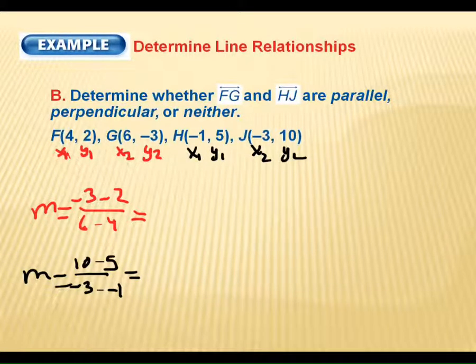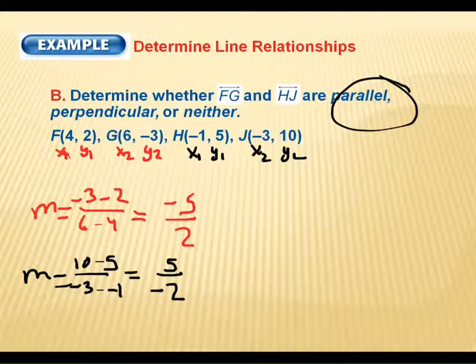So hopefully you set it up to look something like this. -3 minus 2, you get -5 over 2. When you do the other one, you get 5 over -2. So are they parallel, perpendicular, neither? They're parallel. The same slope. Just because the negative here is in the numerator and the negative here is in the denominator, it's the same thing. There's just one negative in the division problem.